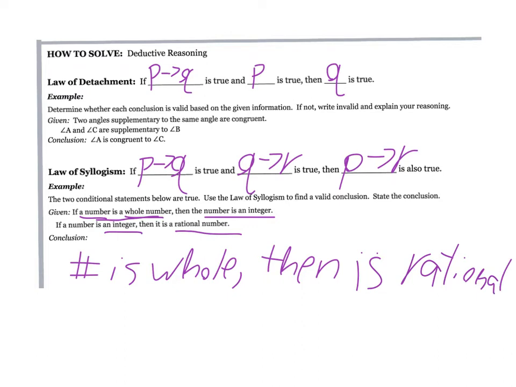So basically here, if a number is a whole number, is our p-value, that number is an integer, that's our q-value. If a number is an integer, that's our q-value, it's a rational number, that's our r-value. So if p then q, and if q then r, then p leads to r. If a number is whole, our p, then it is rational, our r.